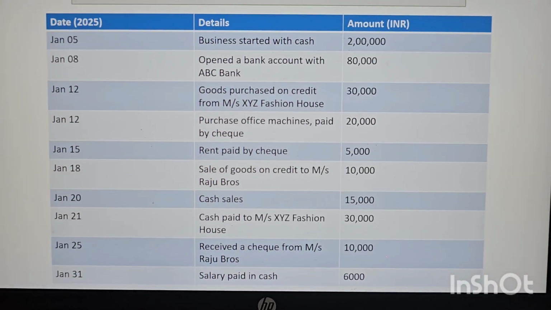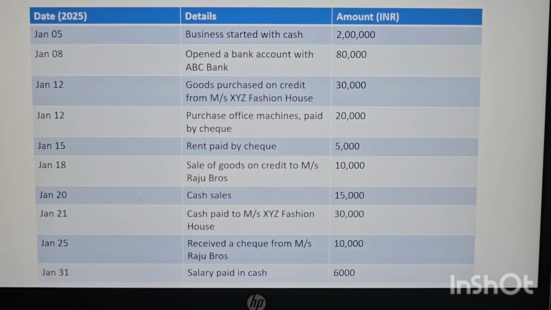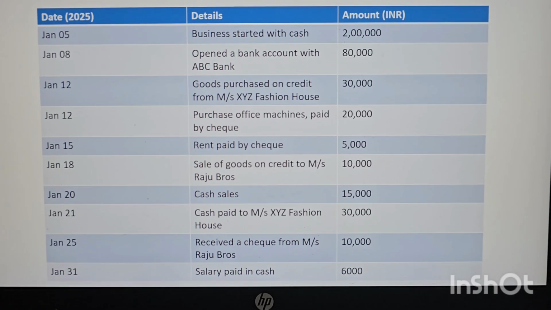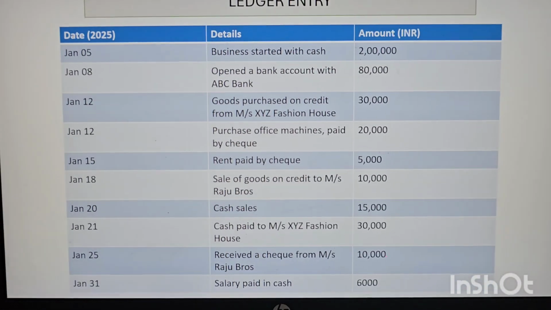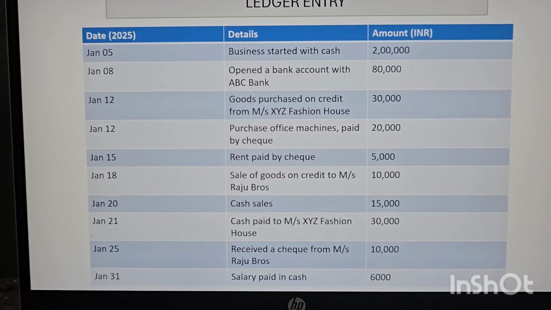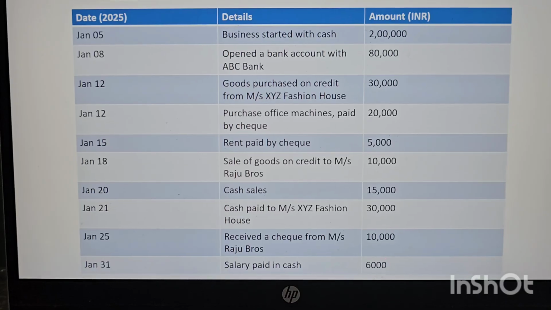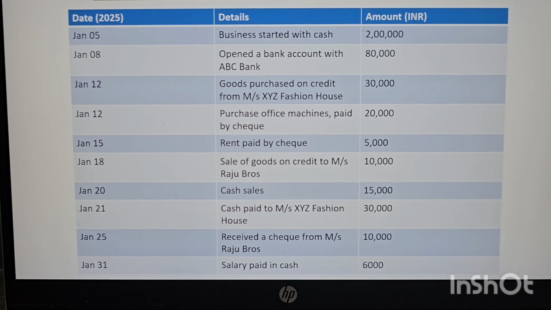Now what's the next entry? Okay, the next entry is salaries paid in cash. So that means my salaries account is getting involved with my cash account. So the entry for the salaries payment is salaries account debit to cash account.